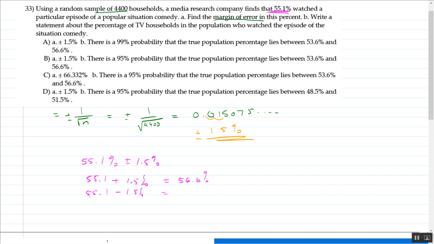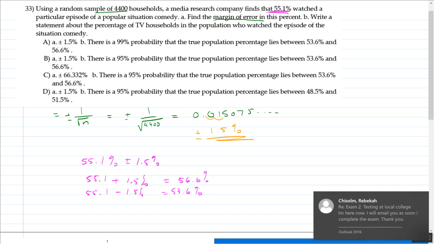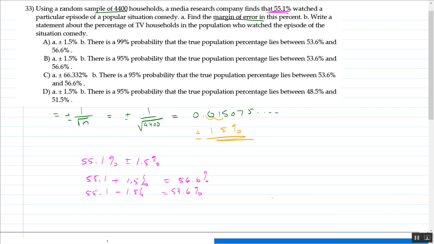And then for the lower threshold, you're going to subtract 1.5%, so you're going to end up with 53.6%. So we can pretty safely assume there's a 95% probability that the true population percentage is going to be somewhere between 53.6% and 56.6%. So in this case, our answer is going to be B.